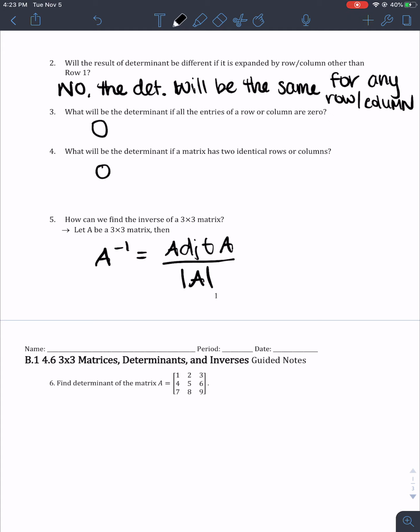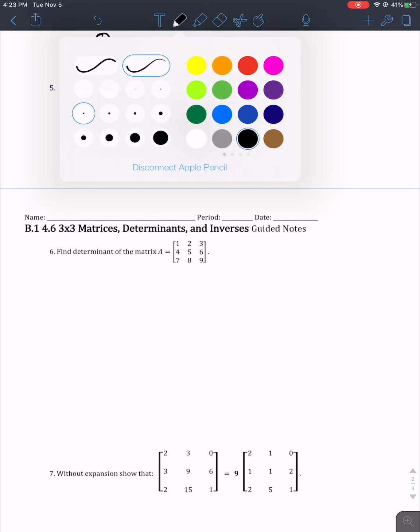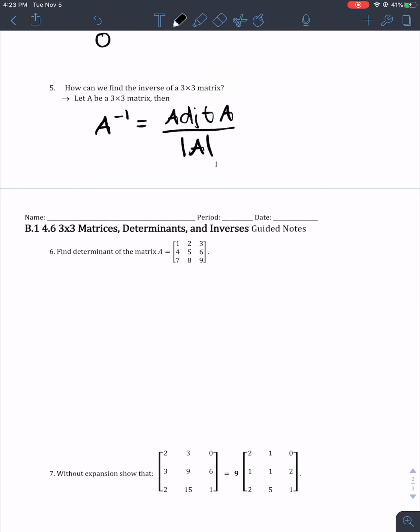All right, so now we're going to do an example where we find the determinant, which is lots of fun. I know y'all are super excited, right?